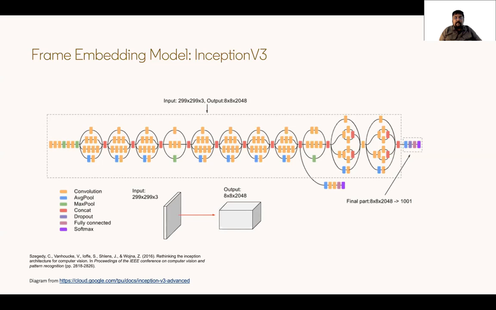For image frame embeddings for videos, we use an Inception v3 model that is pre-trained on ImageNet data. So as you can see here, for an Inception v3 model, the input is a fixed size image and the output is an 8x8x2048 embedding.